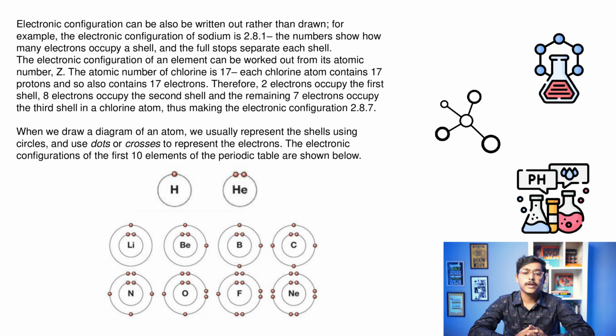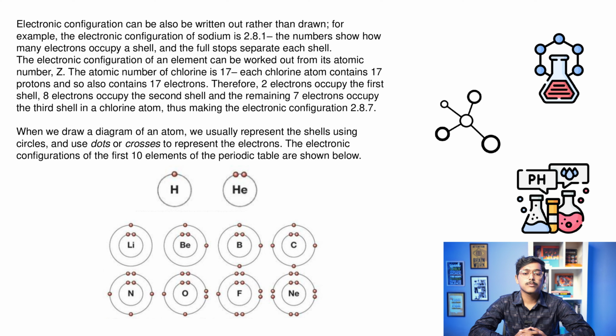The electronic configuration of an element can be worked out from its atomic number, Z. For example, the atomic number of chlorine is 17. This means chlorine atoms have 17 protons as well as 17 electrons. Therefore, the first shell of chlorine atoms contains 2 electrons, while the second shell contains 8 electrons. Therefore, the third shell contains 7 electrons. Thus, the electronic configuration of a chlorine atom is 2, 8, 7.